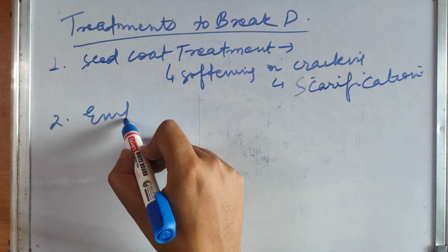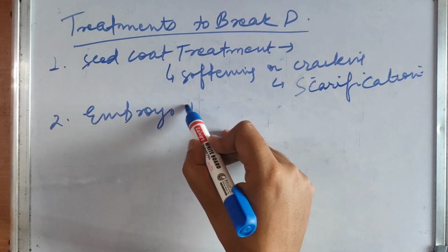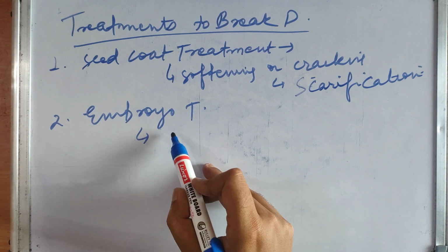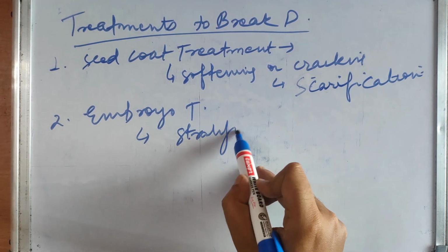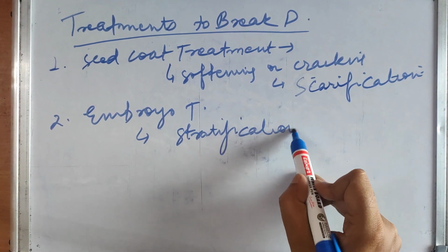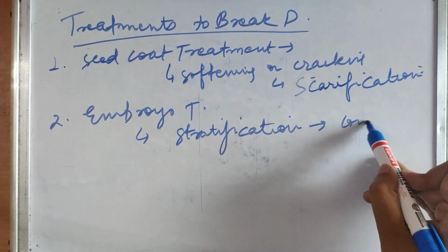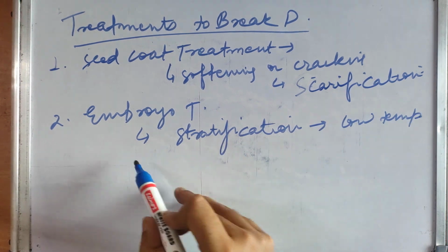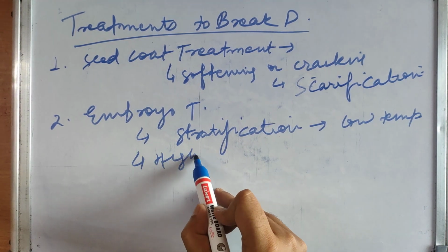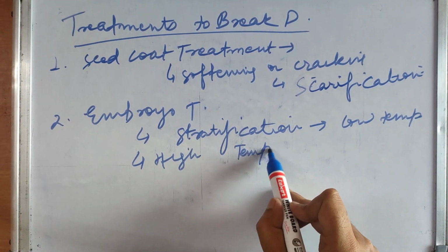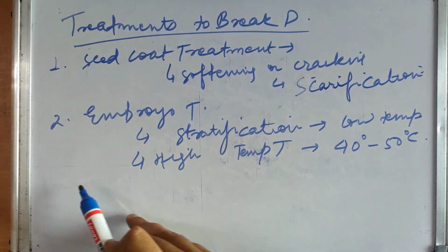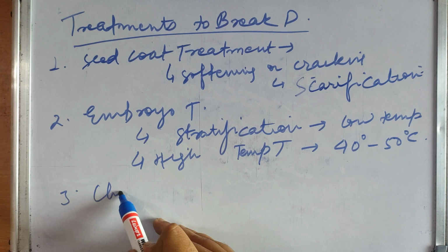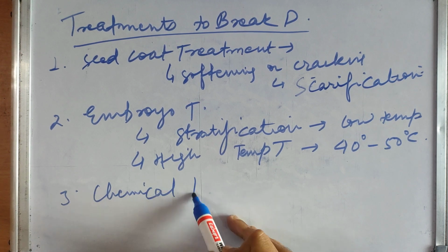Then we have some embryo treatment, that is stratification. There is scarification, and stratification is known as low temperature treatment. And we also have high temperature treatment, up to 40 to 50 degrees Celsius. Now the third one is chemical treatments.